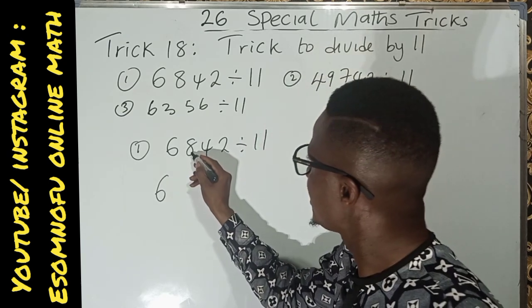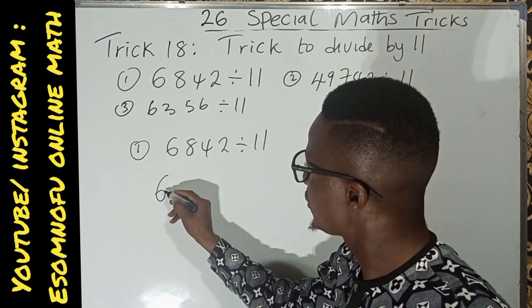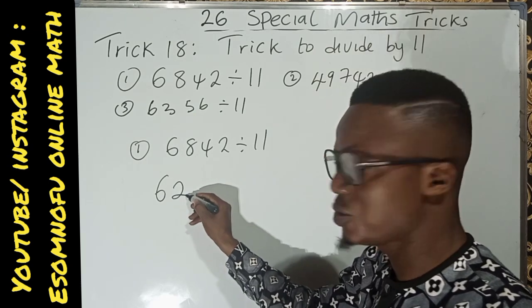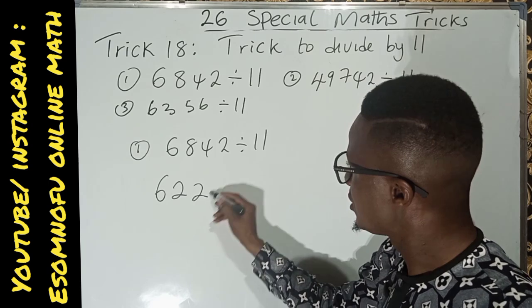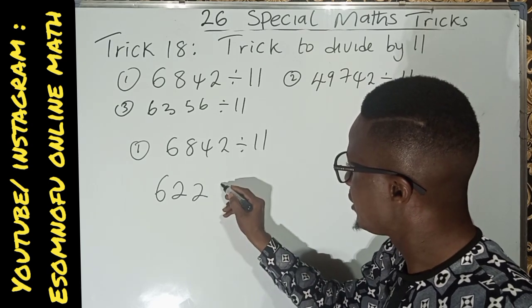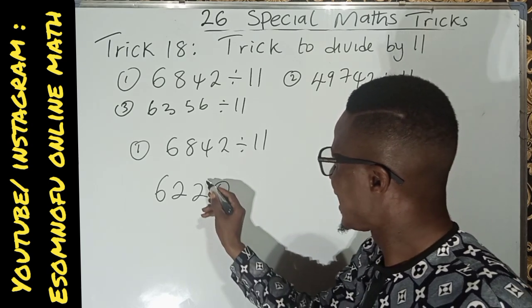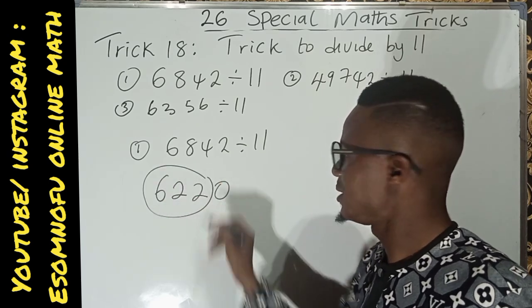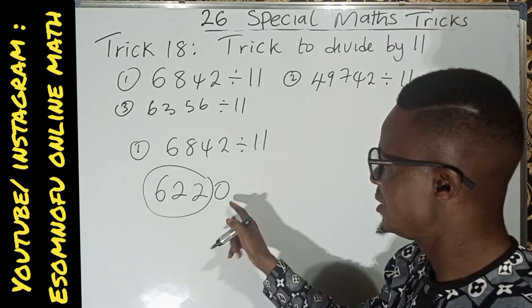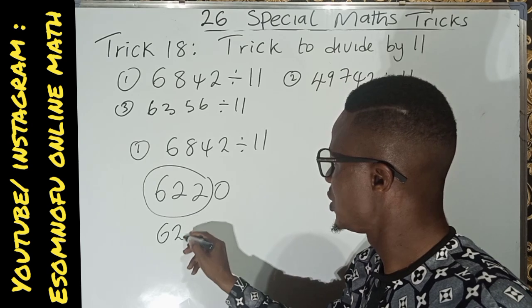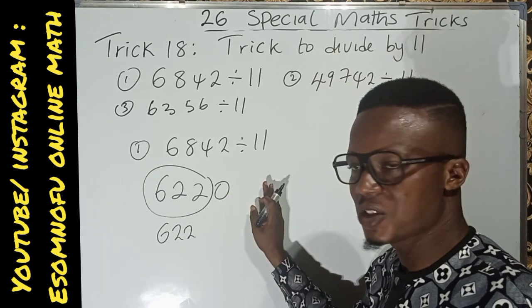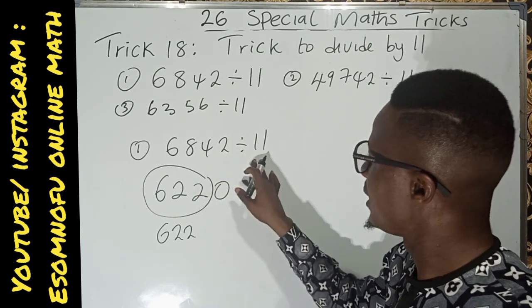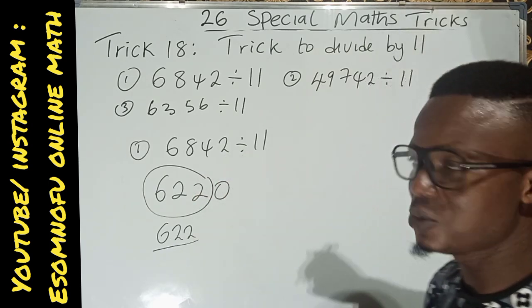Then say 6, this 8 here minus 6 will give us 2. You write 2. 4 minus 2 here will give us 2. You write 2. And 2 minus 2 will give us 0. Neglect the first digit. Take the first 3 digits. So the answer is 622, remainder 0. The remainder 0 is nothing. Therefore, when you divide this by 11, you are getting 622.